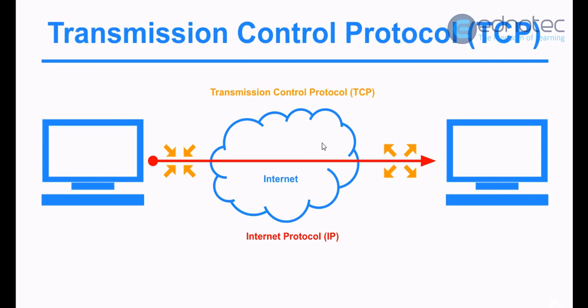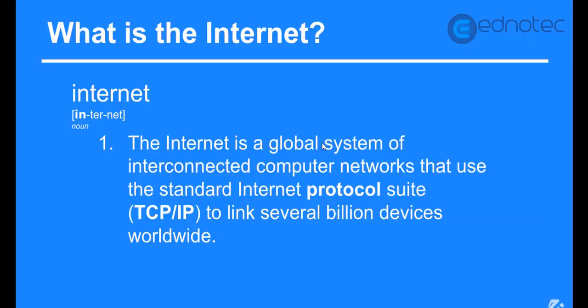TCP/IP oftentimes comes before IP. So a lot of times you'll hear TCP/IP. TCP is Transmission Control Protocol. Really all this does is it shrinks the packet before it goes out and then expands it, assembles it essentially again once it arrives. So most of us know what the internet is. In its simplest form, it's just a bunch of computers all connected together sharing information.